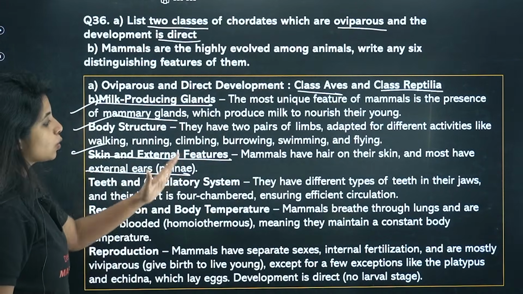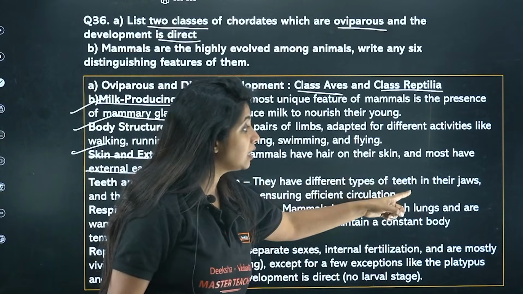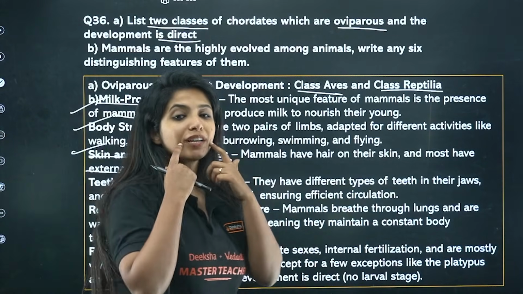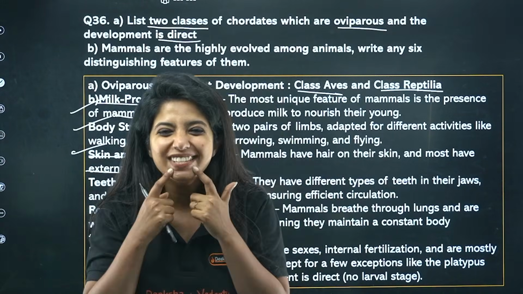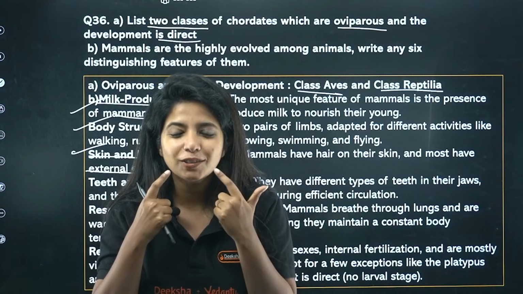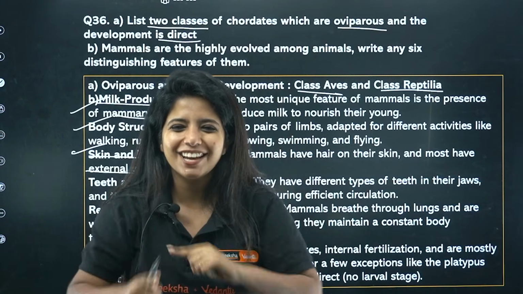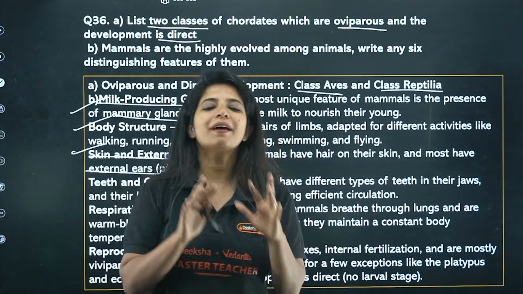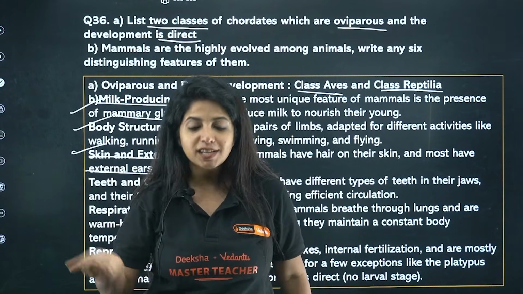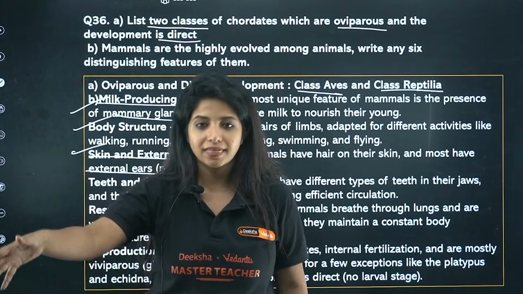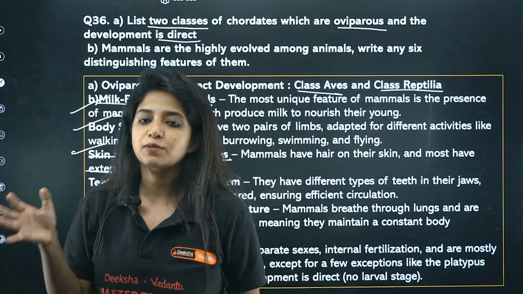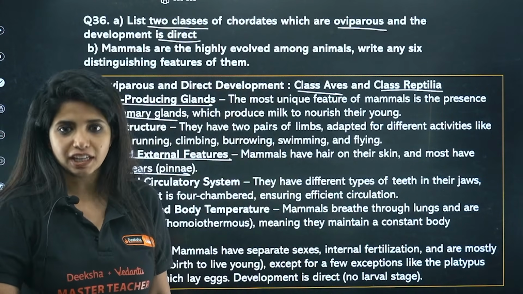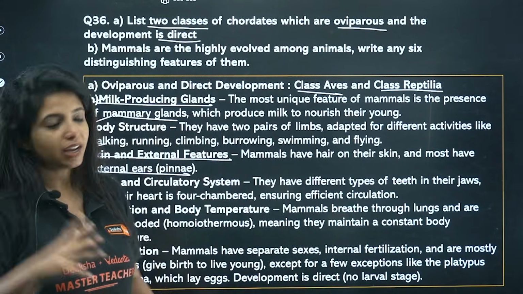Now, teeth and circulatory system. They have different types of teeth in their jaws. For example, it's not that we just have one type of teeth. If you do this, you will be seeing different types of teeth. So my dear children, you have canines, you have molars, you have premolars, and so on. So basically multiple different types of teeth are there. That is known as heterodont dentition, okay? Heterodont dentition in your jaws.